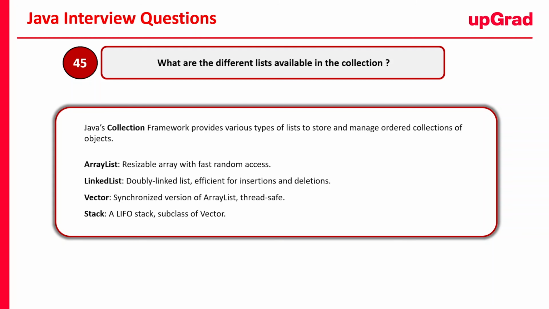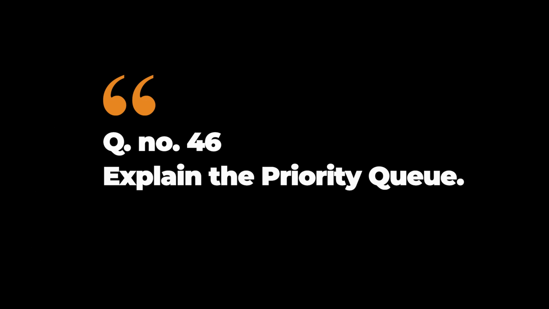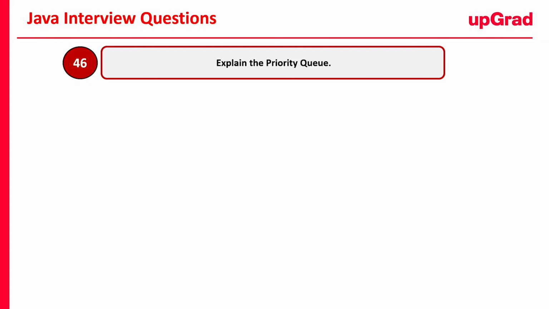These lists basically provide different ways to manage and organize collections based on the needs, whether you require fast access or efficient insertion and deletion. So these were the lists that you can tell. Alright. Now coming to the next question, which is question number 46. Explain the priority queue. When you're asked this question, the interviewer is testing your understanding of how queues handle elements based on priority.